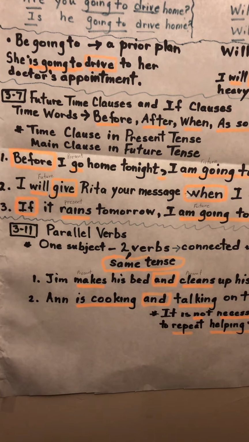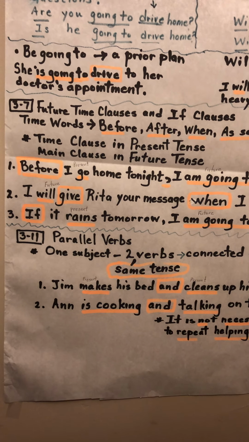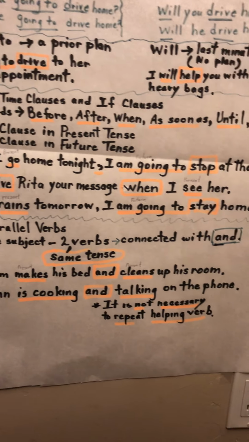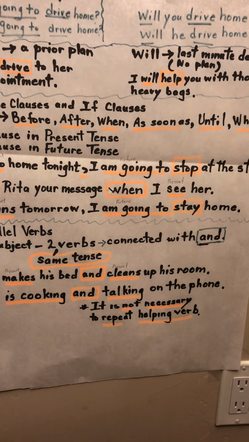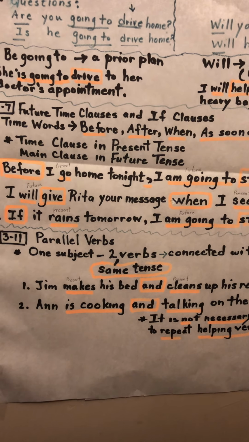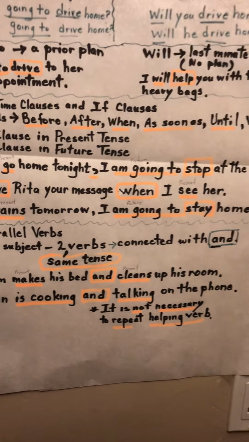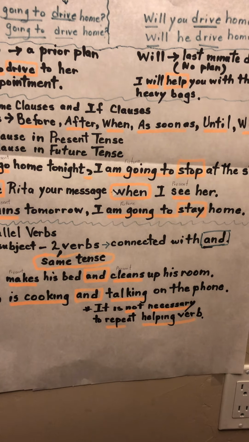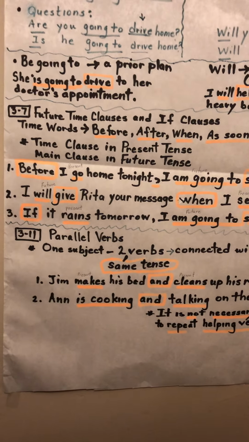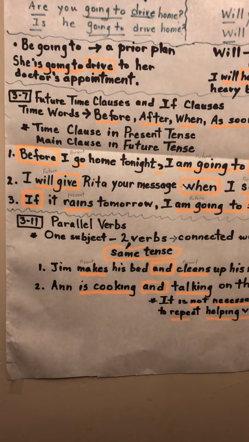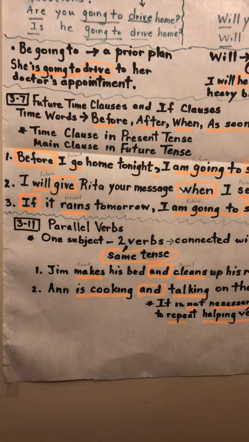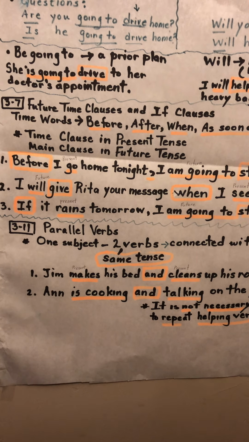Number 3 is an if clause. If it rains tomorrow, comma, I am going to stay home. So if it rains tomorrow, that's in present. I am going to stay home, that's in future. Notice that when the time clause is at the beginning of the sentence, you use a comma.